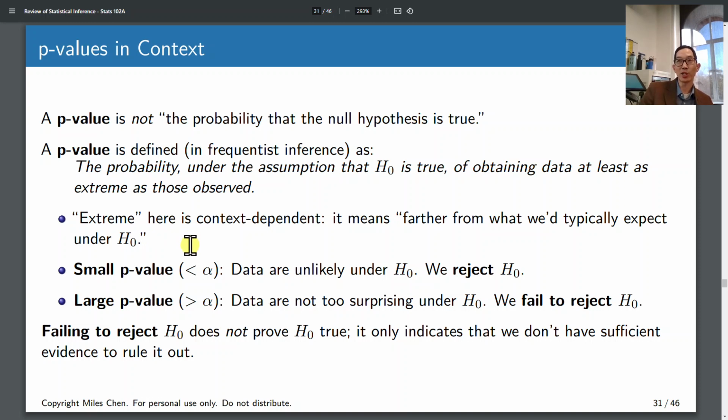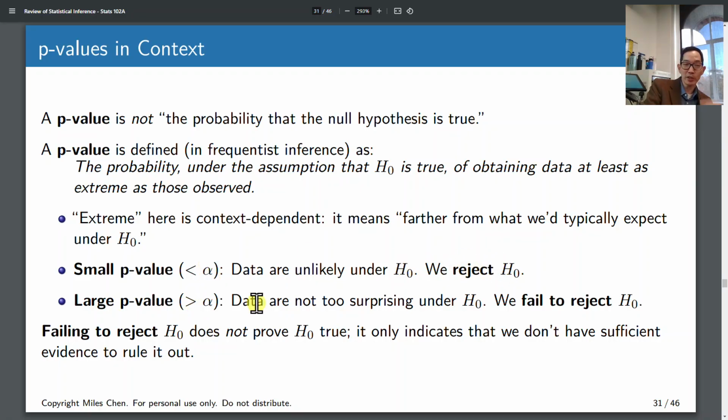Depending on your alternative, extreme might be that number or greater, or that number or less, or that number or more distant from whatever the mean is, 0 or something, okay? A small p-value means the data that we have is unlikely if the null hypothesis were true, and therefore the fact that we actually do have it means we would reject the null.